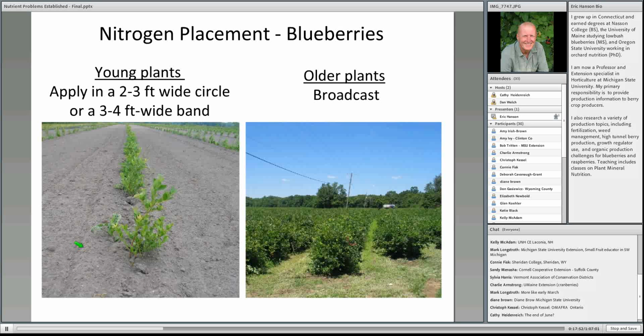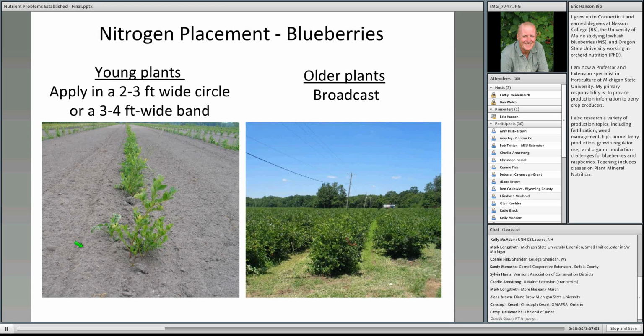And then lastly, nitrogen placement. So the issues here are really a balance between trying to put the fertilizer where it's available to the plant versus not concentrating the fertilizer so much that you create a salt issue and injure the plants.